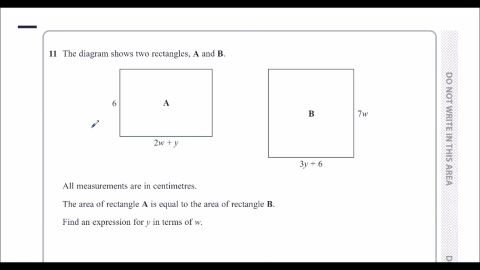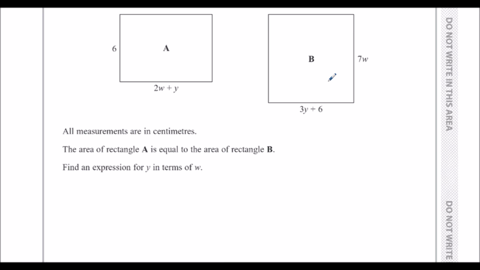Question 11. The diagram shows 2 rectangles A and B, all measurements in centimeters. The area of A equals the area of B. Find an expression for Y in terms of W. So area of A equals area of B. The area of a rectangle is length times width. So area of A is 6 times (2W plus Y). Area of B is 7W times (3Y plus 6).